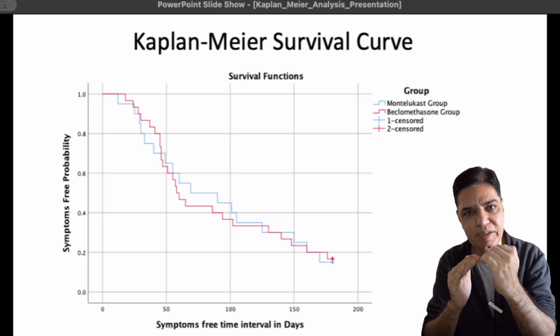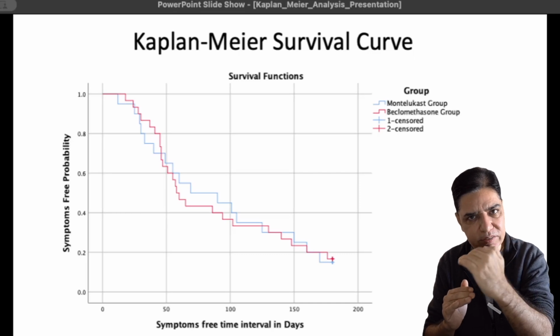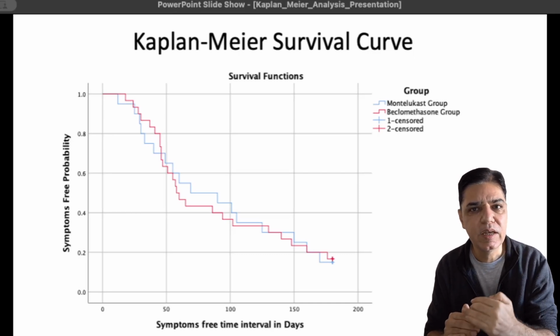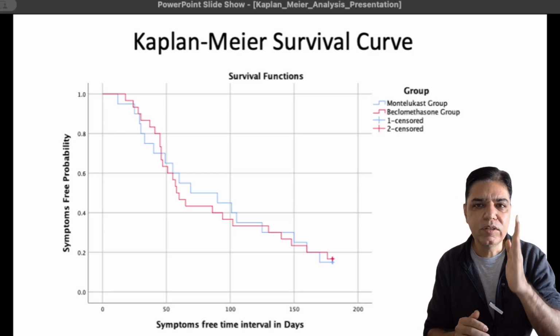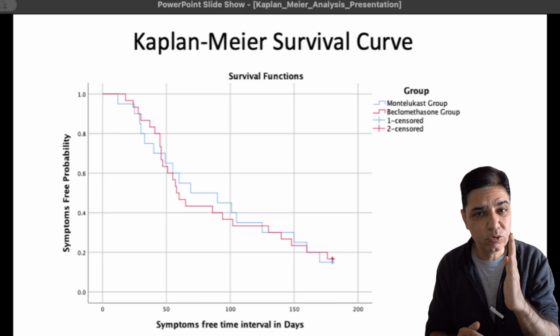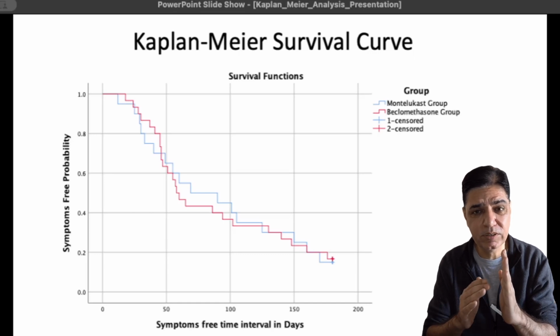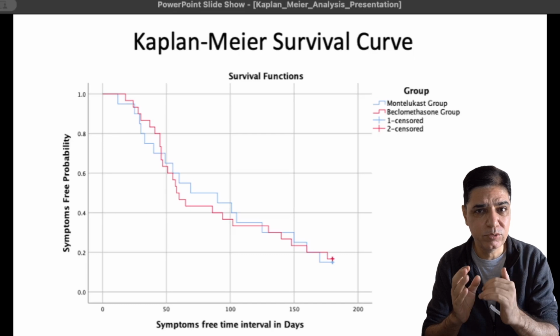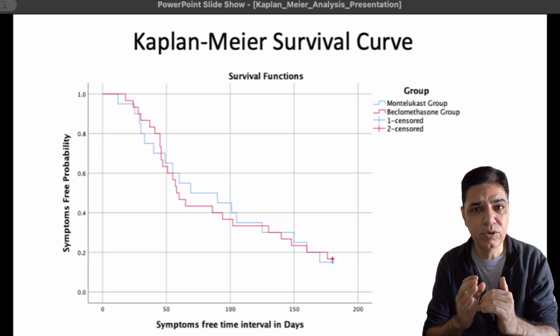So the probability of recurrence, usually as somebody gets attacked, it would go down, it would decrease with the passage of time. So on the y-axis, you have the symptom-free probability, which is always 100% to begin with. And 100% is written as 1.0 in statistical terms because we have to take probability between 0 and 1.